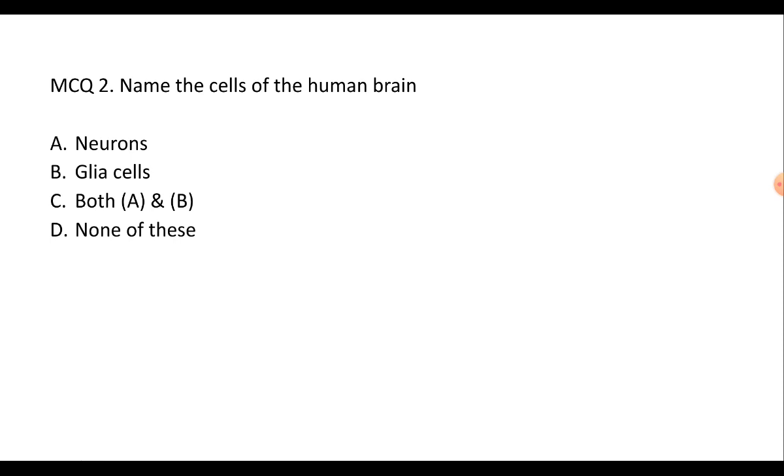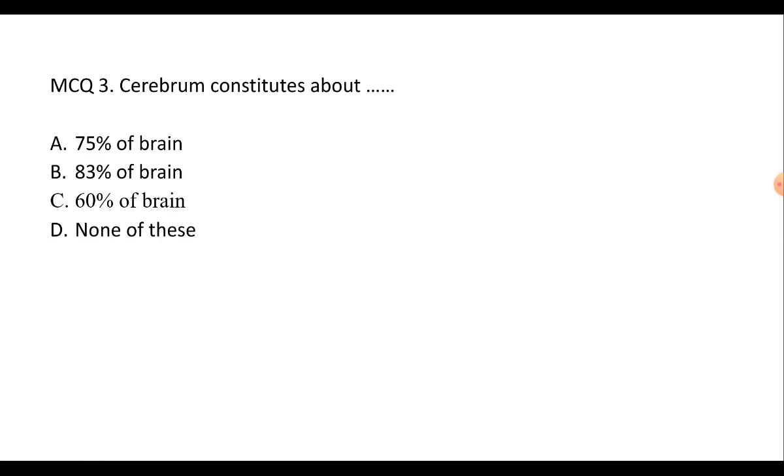Name the cells of the human brain. Is it the neurons or the glia cells, or both neurons as well as the glia cells, or none of these? Yes, the cells of the human brain are both neurons as well as glia cells. The cerebrum constitutes about 75% of the brain, or 83% of the brain, or 60% of the brain, or none of these. Yes, the cerebrum constitutes about 83% of the brain.